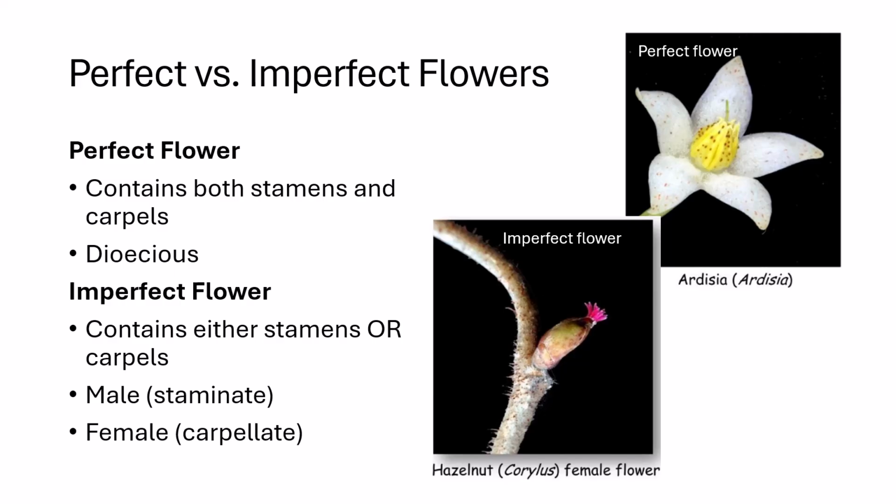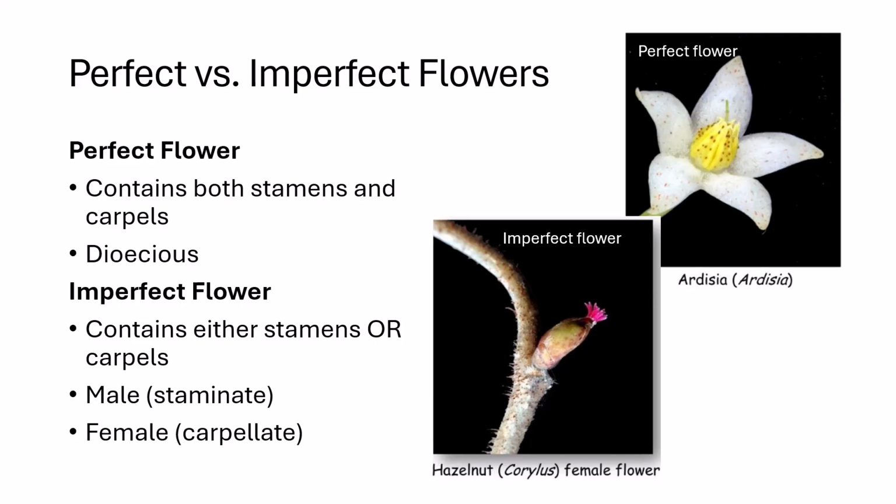An imperfect flower contains only one sex. If it only has stamens, it's a staminate flower. If it only has carpels, it's a carpellate flower, like on this hazelnut tree. Here's where students often get confused. A flower can be incomplete, but still perfect. For example, it might lack petals, but still contain both stamens and carpels.